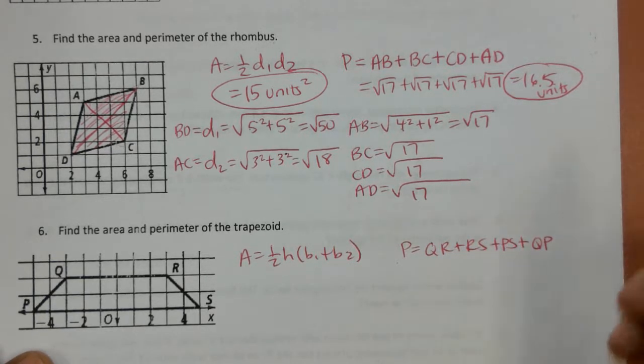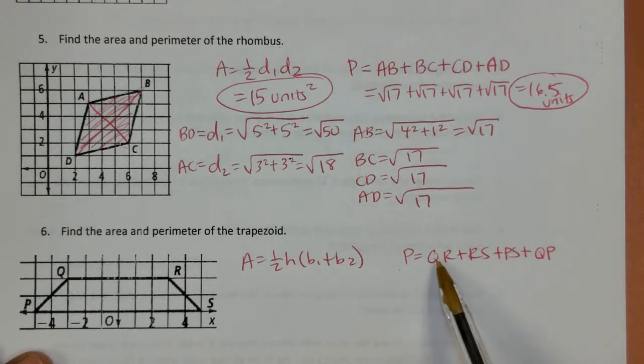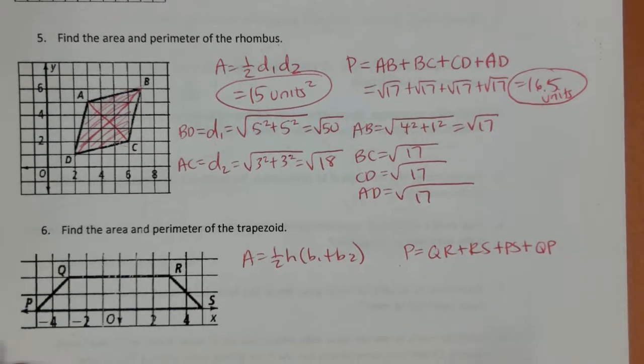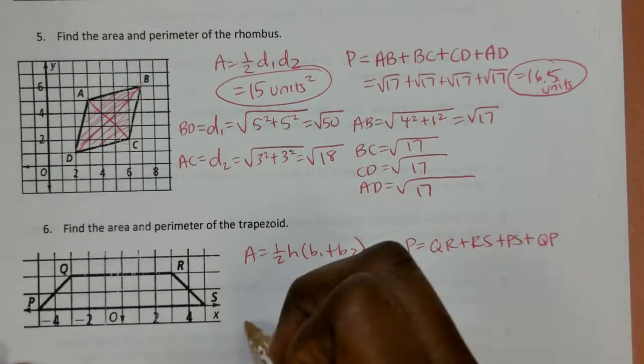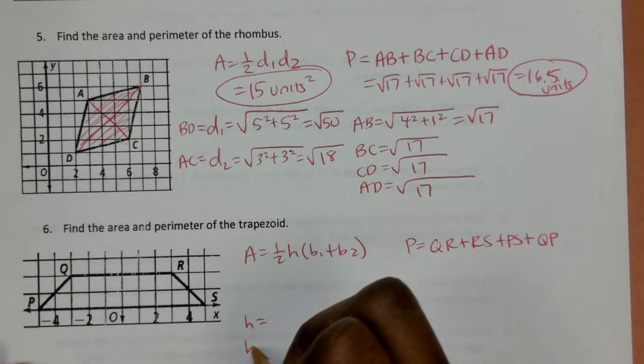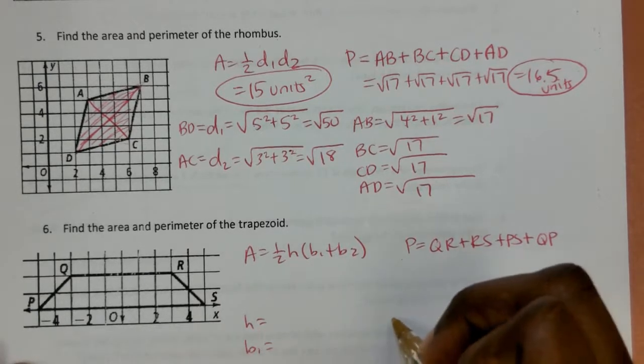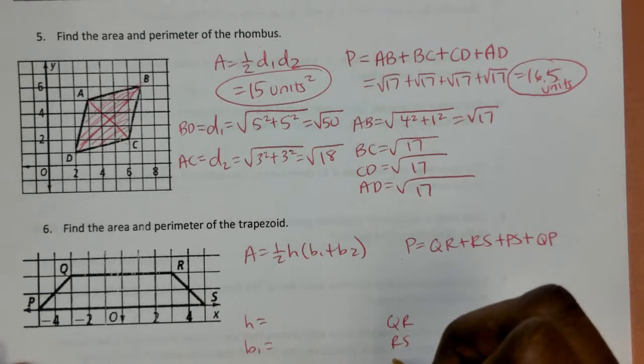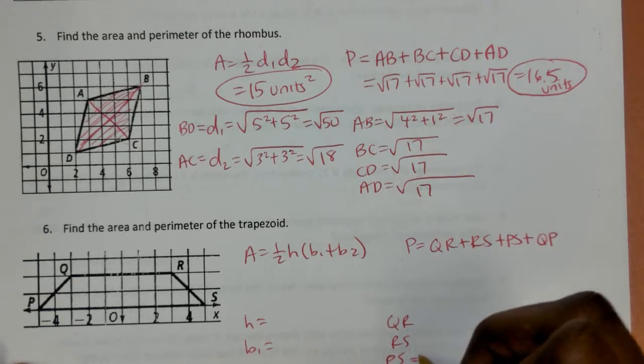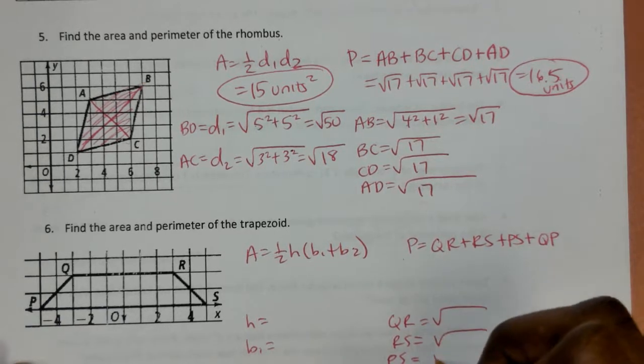When I'm writing the side lengths, I don't put a symbol over it, because this without the symbol means the distance from Q to R. So a lot of times on your Math Excel, it'll have QR equals question mark. That means the length from Q to R, the distance from Q to R. So I need a couple things in here. I need the height. I need base 1, base 2. I need QR and RS and SP and QP. I need all of those things.